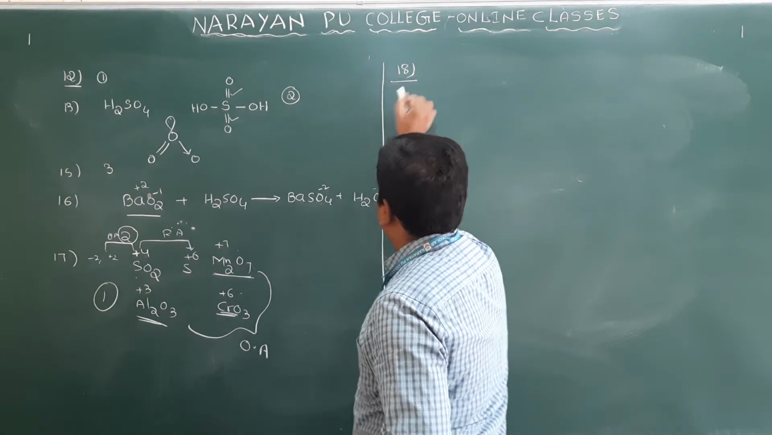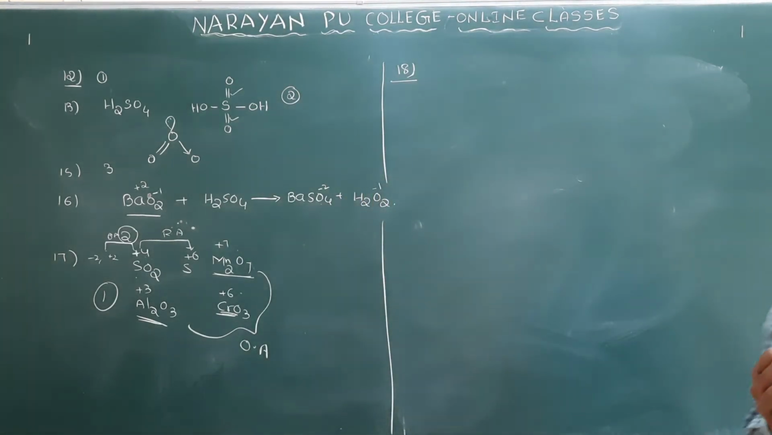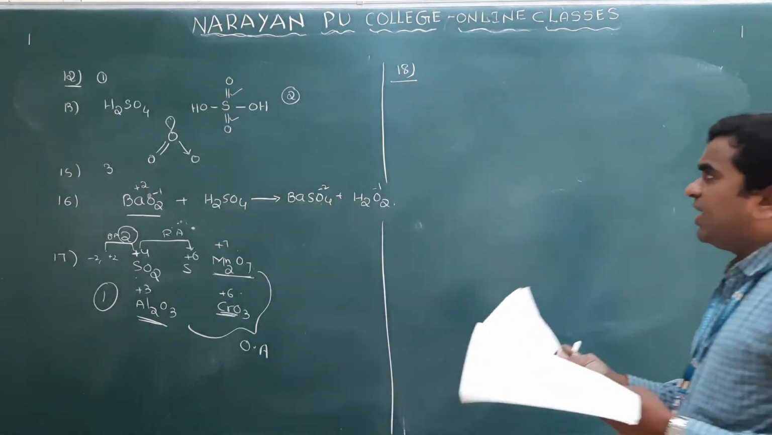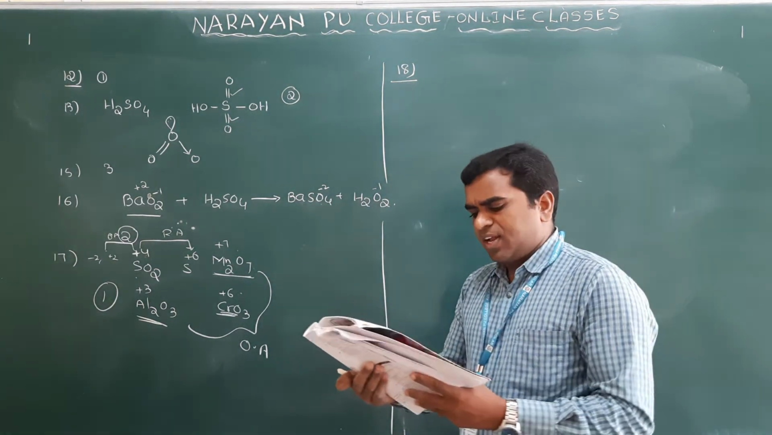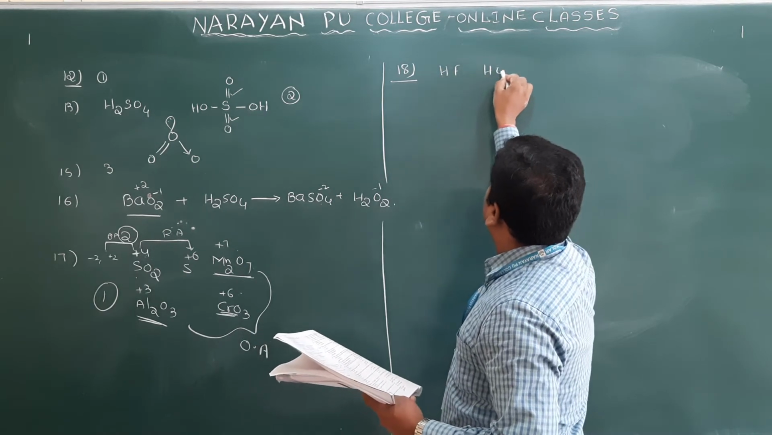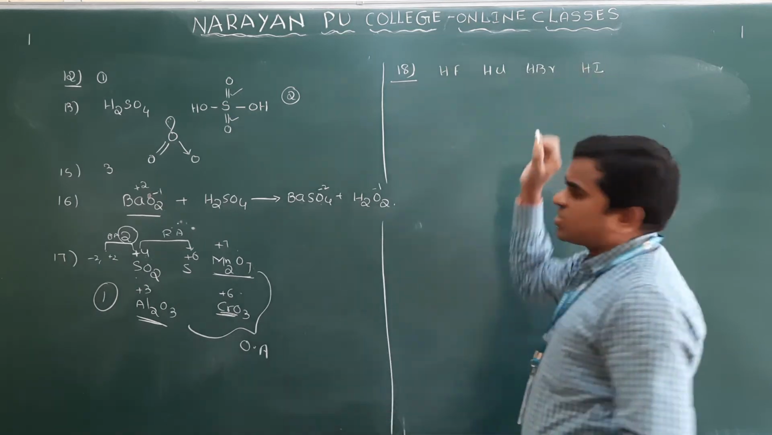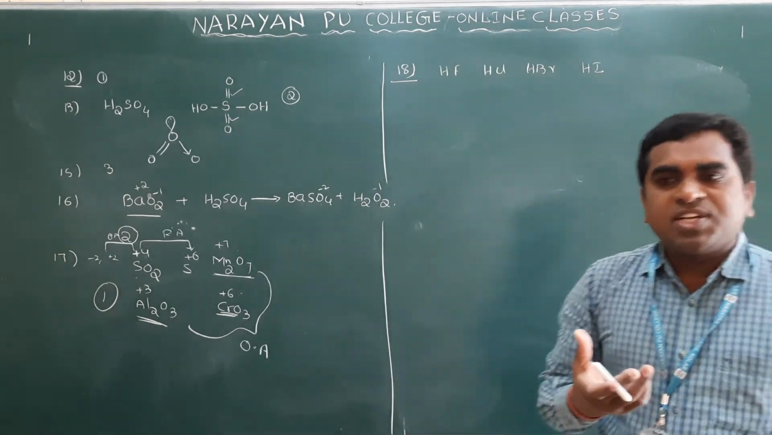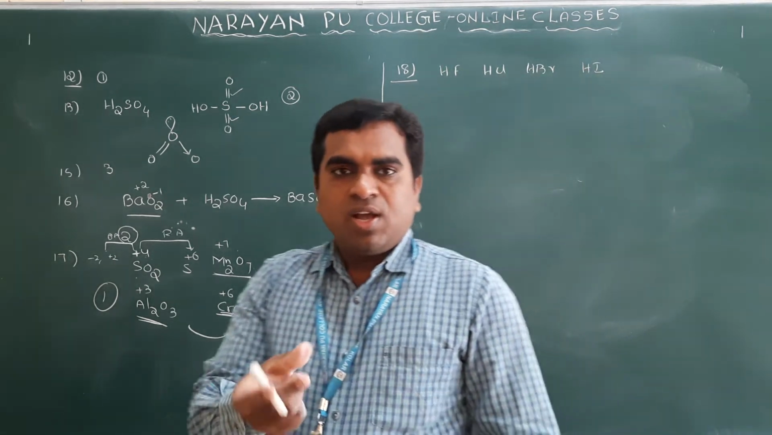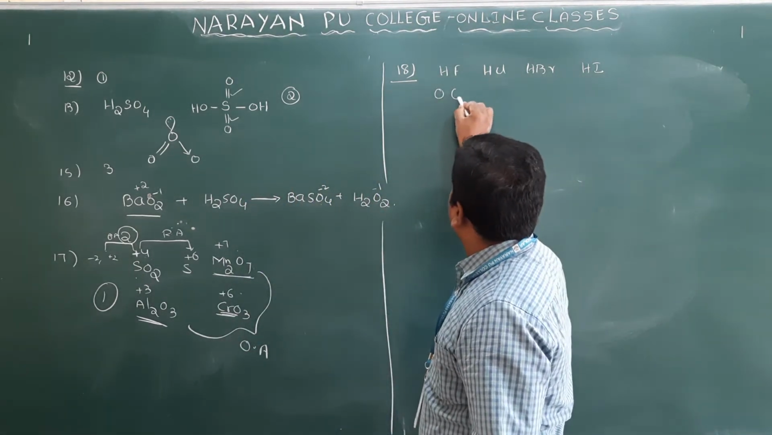Question number 18. Which one of the following is most stable on heat? We have discussed these: HF, HCl, HBr, HI. So which one is most stable? Most stable depends upon the bond strength. Whichever bond is strong is the most stable. You know hydrogen and here fluorine.